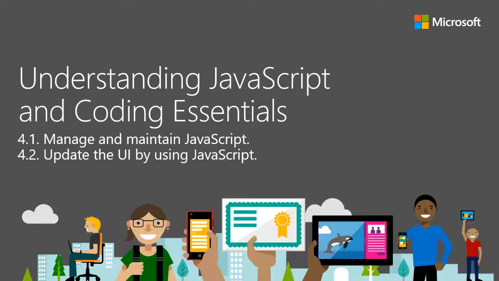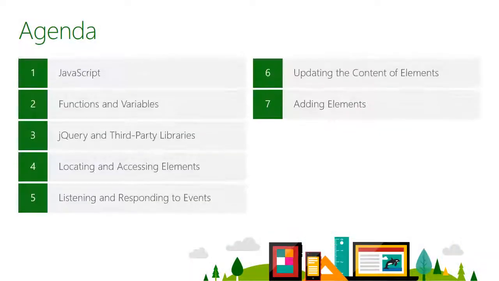Understanding JavaScript and Coding Essentials. This is the agenda of what we're going to look at in this lesson. First off, it's an intro into JavaScript. Secondly, we're looking at functions and variables. Then we'll be looking at jQuery and other third-party libraries. Then it's about locating and accessing elements with JavaScript. Then listening and responding to events. Then we'll be looking at updating the content of elements. And finally, we'll be looking at adding elements.